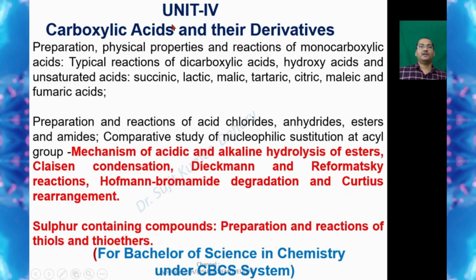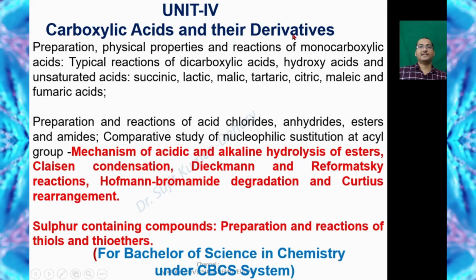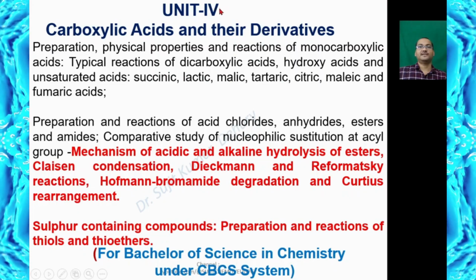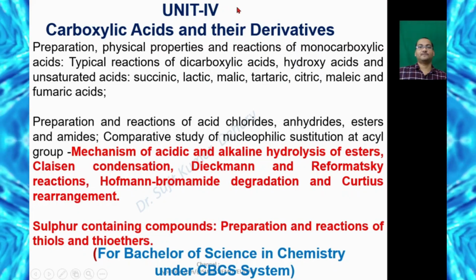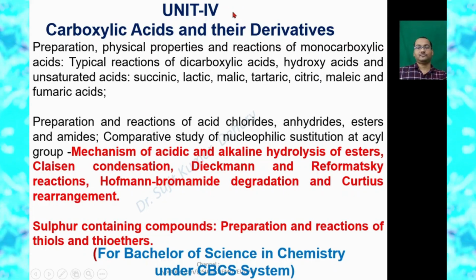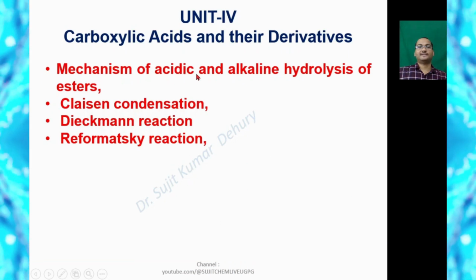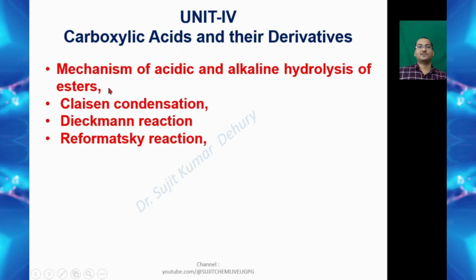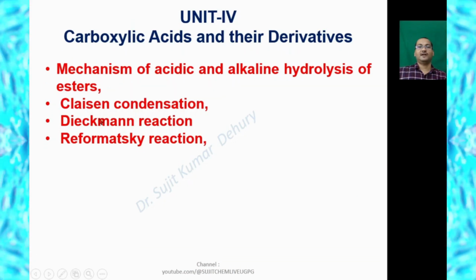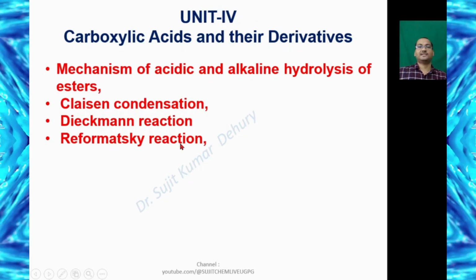This is the unit carboxylic acids and their derivatives, unit 4, CC6 paper in semester 3. Today we are going to talk about the mechanism of acidic and alkaline hydrolysis of esters, Claisen condensation, Dieckmann reaction and Reformatsky reaction.